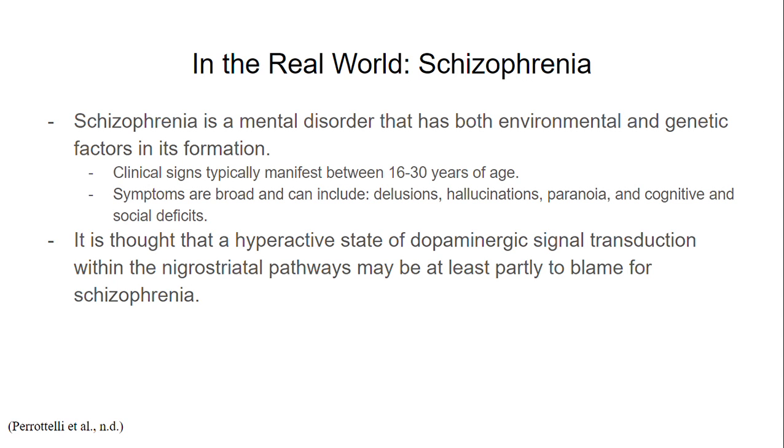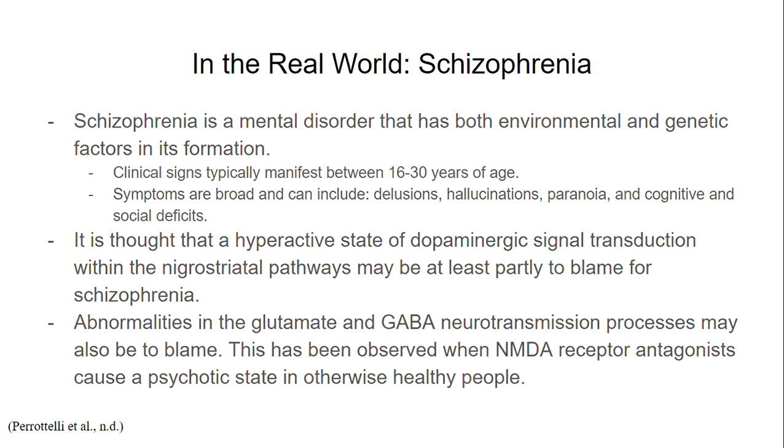Researchers tend to think that the hyperactive state of the dopaminergic signal transduction within the nigrostriatal pathways is at least partly to blame for schizophrenia, among other things. And those other things also include abnormalities in the glutamate and GABA neurotransmission processes. Scientists have noticed that when NMDA receptor antagonists such as ketamine are applied, these can cause psychotic states in otherwise quote-unquote healthy, normal people.